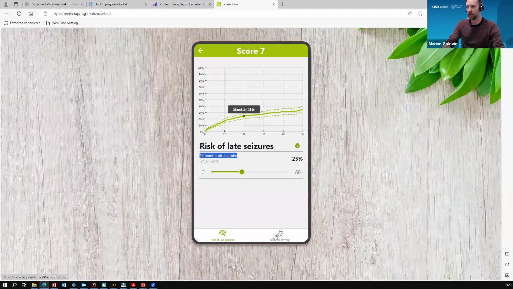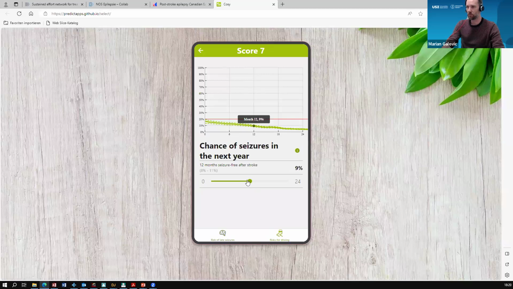Now you can also look at her risk for driving. If she waited for 3 months after stroke, which is the usual recommendation for acute symptomatic seizures in Europe at least, then she would have a 14% risk of having a seizure in the next year. So that's relatively low. She would be safe to drive in this constellation.